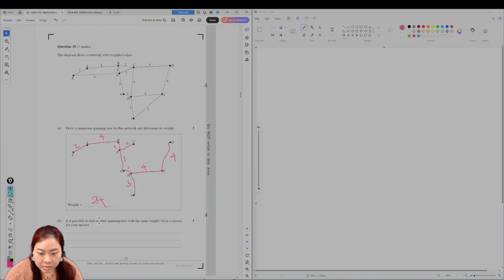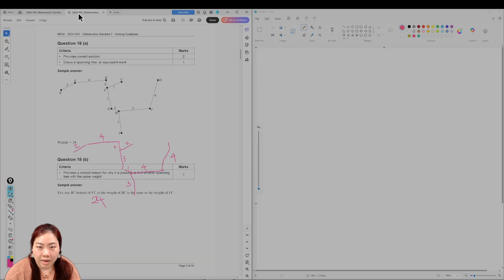Is it possible to find another spanning tree with the same weight? Give a reason for your answer. Is it possible? Yes, it is, because BC is 2 and FC is 2. So if I had chosen BC, that would still be the same weight. It's only worth 1 mark, so I'm just going to go with that. So yes, use BC instead of FC, as the weight of BC is the same as the weight of FC.